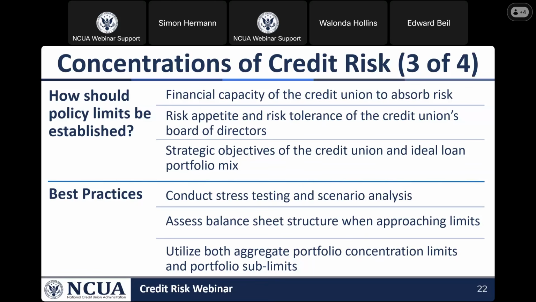Another best practice when establishing concentration limits is to utilize higher level portfolio limits in combination with more granular sublimits. For example, a credit union might establish a limit of 300% of net worth for indirect vehicle loans, but then establish sublimits for the amount of loans from any individual dealer, the amount of loans to borrowers with low credit scores, or the amount of loans with higher loan-to-value ratios, etc. Next slide.